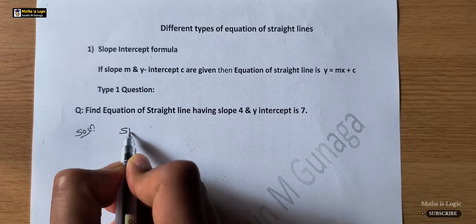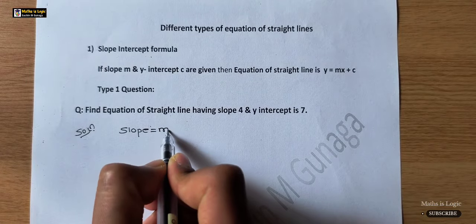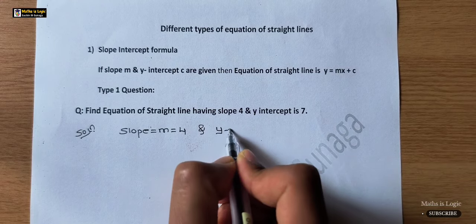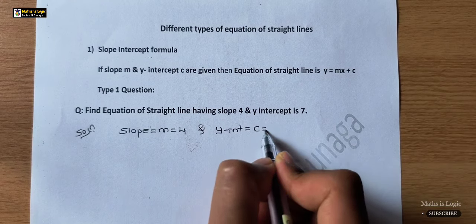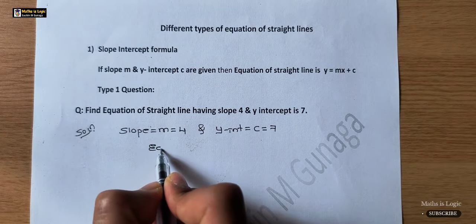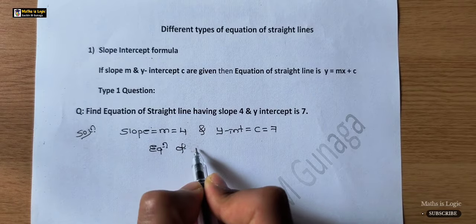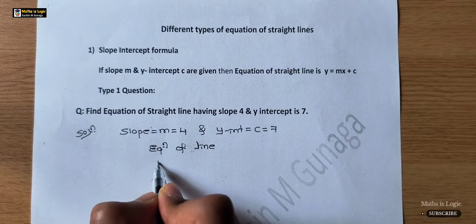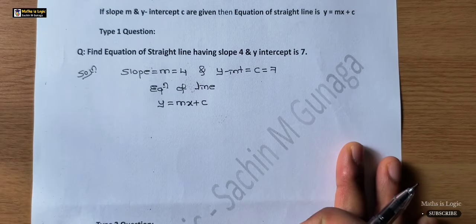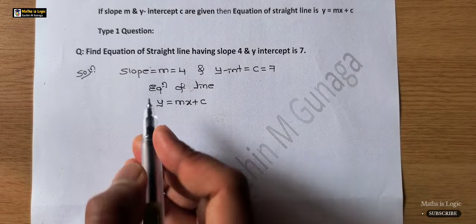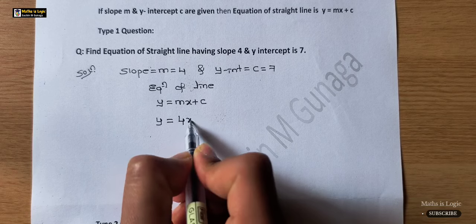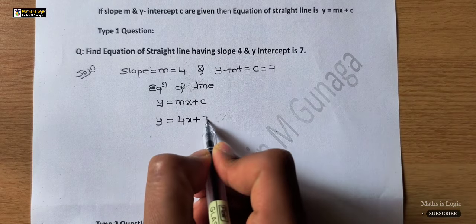So first value is slope. You know slope is nothing but m is given how much, 4, and y intercept. So y intercept is nothing but c is given how much, 7. So when m and c are given, so that time equation of line, that is straight line, formula becomes y is equals to mx plus c. Next, now substitute y, you keep it as it is equals to m value is 4, so it is 4x plus c value is 7.